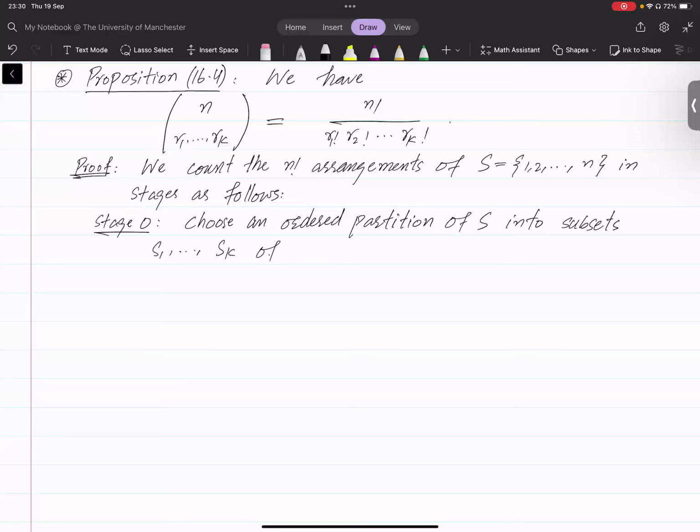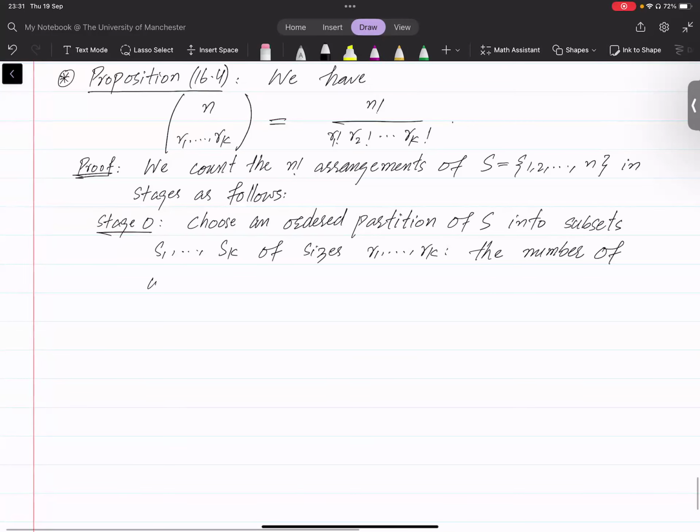Sk of sizes R1 to Rk. The number of ways of doing this is this.